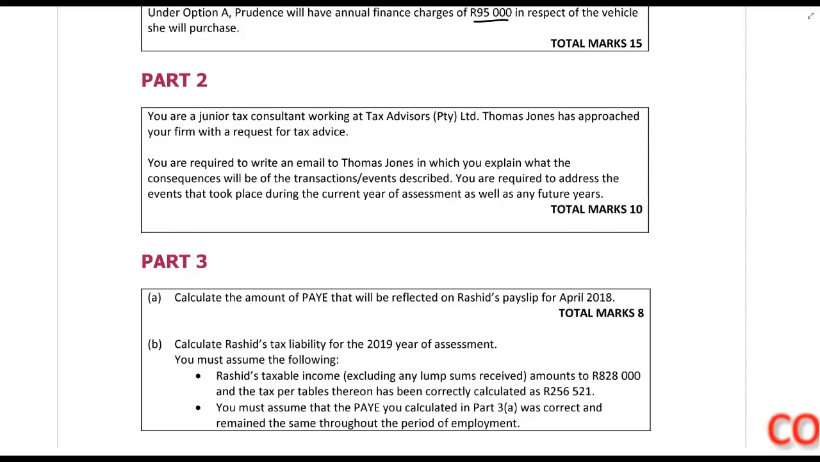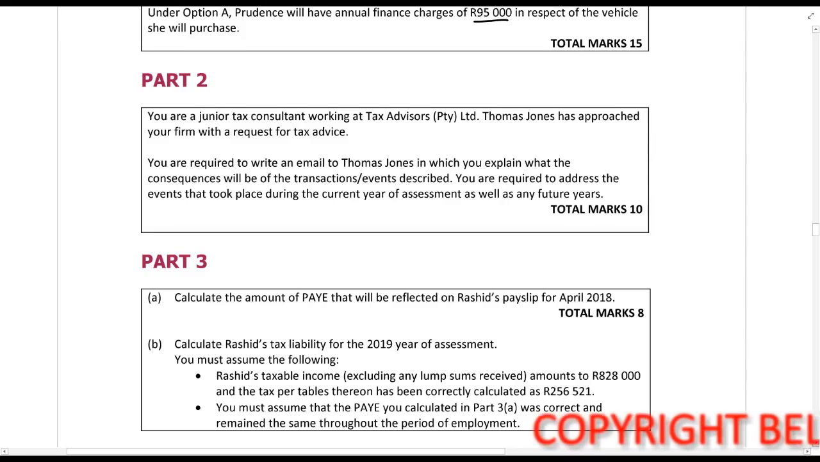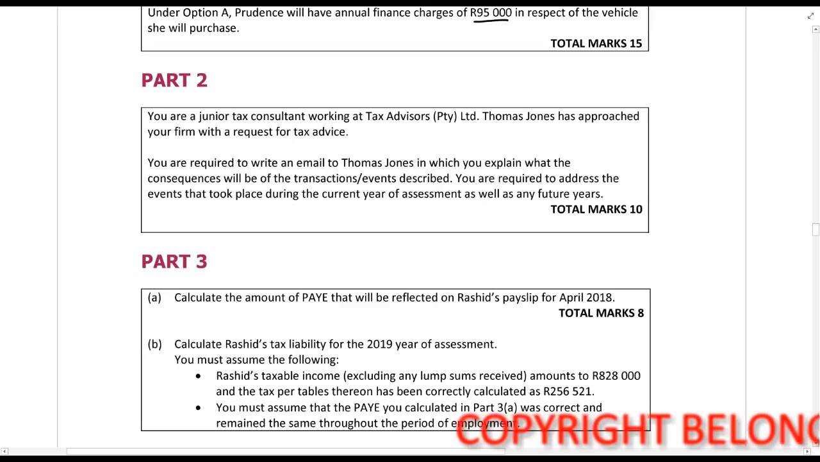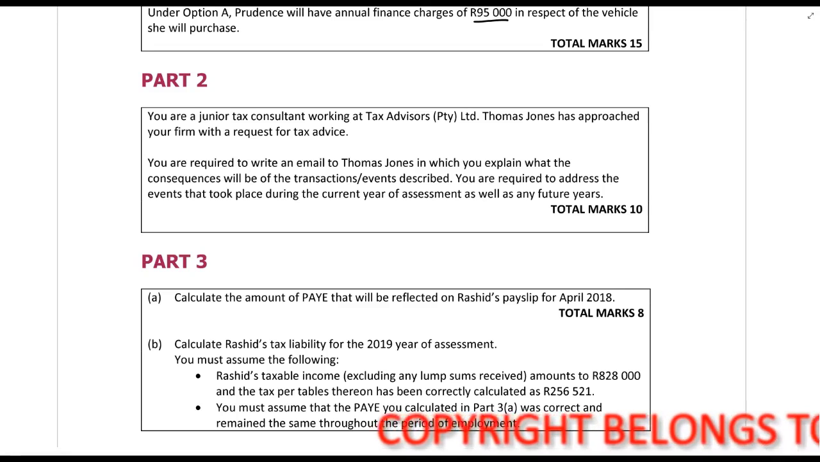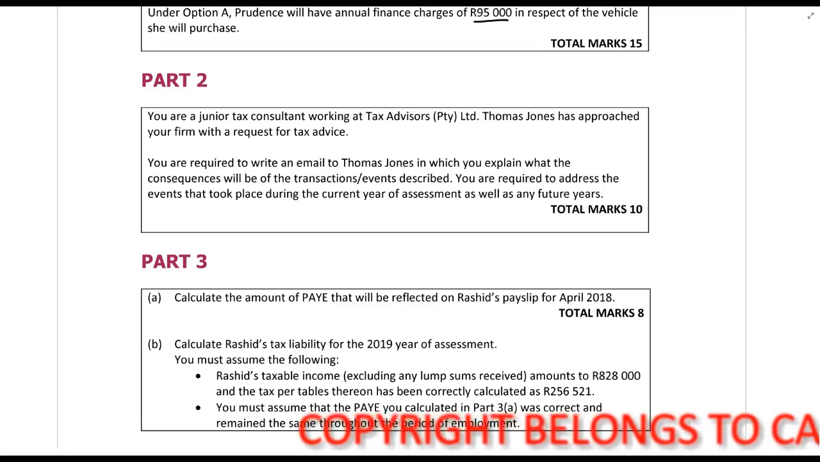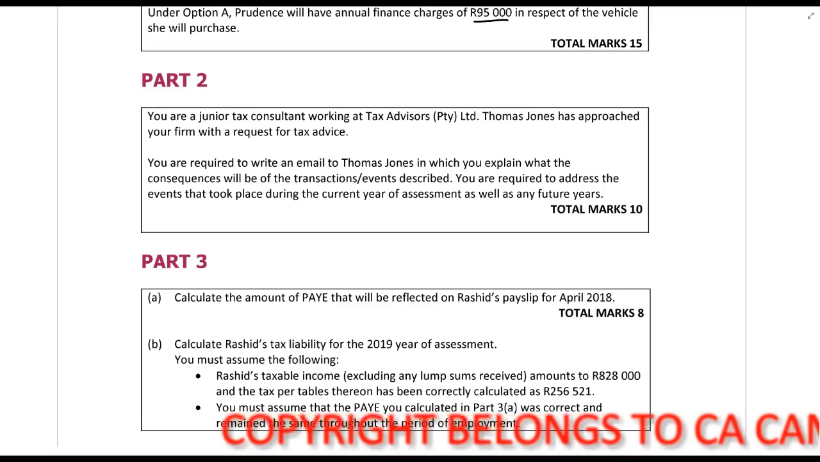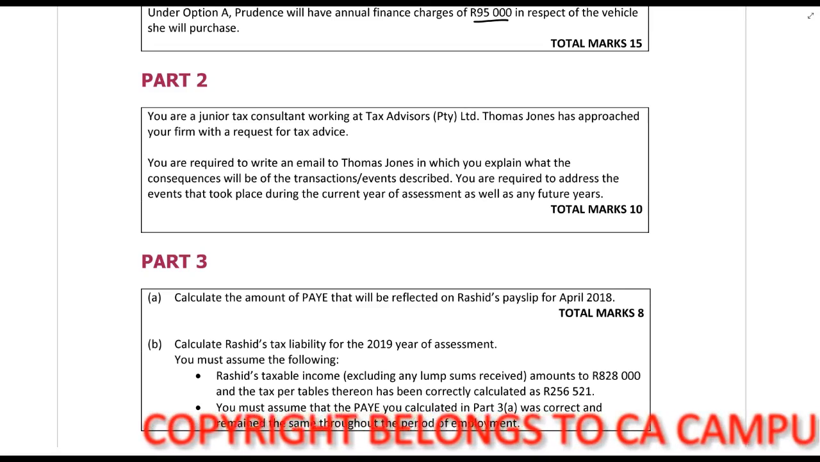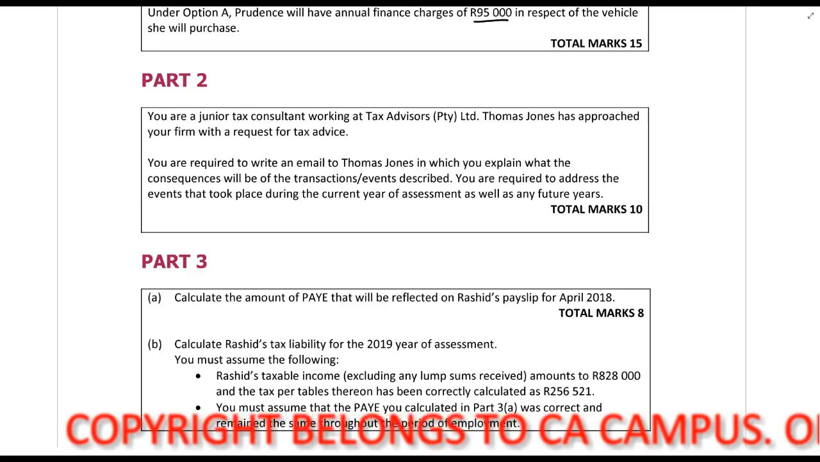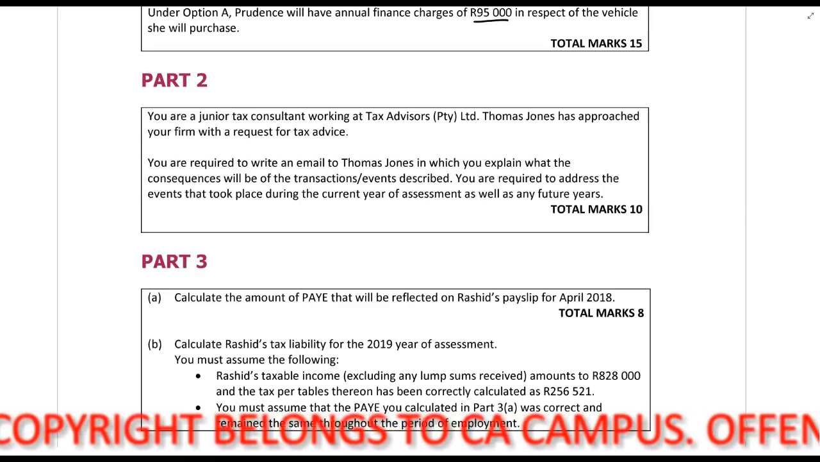We can now look at part 2. So for part 2, it says you are a junior tax consultant working at Tax Advisors Pty Limited. Thomas Jones has approached your firm with a request for tax advice. You are required to write an email to Thomas Jones in which you explain what the consequences will be of the transactions or the events described.